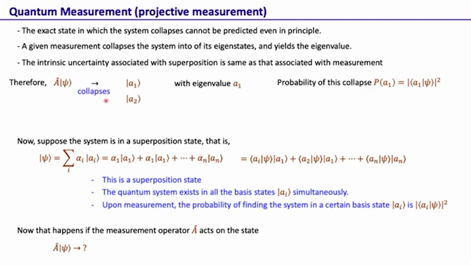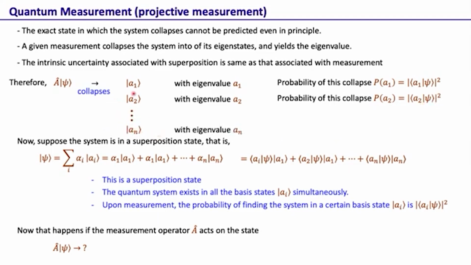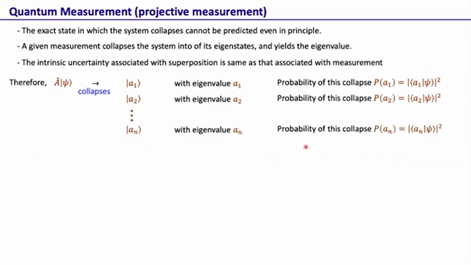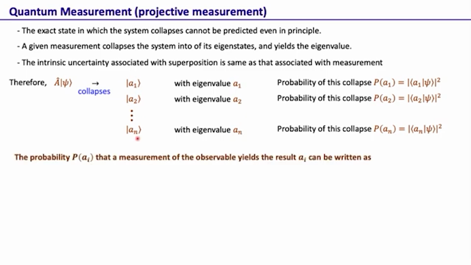Now maybe on a second measurement we find that the system collapses into A2, and this time we get the eigenvalue A2, and the probability of this collapse happening would be P(A2), that is |<A2|psi>|^2. And of course it can also collapse into AN, any of the given states, with the eigenvalue AN and so on. So a measurement, even though it's a superposition state, will collapse it into one of these states, but this is for a single measurement. These values of the probabilities we can only obtain after doing a lot of measurements. But a single measurement will collapse the system into either A1, A2, one of these eigenstates.